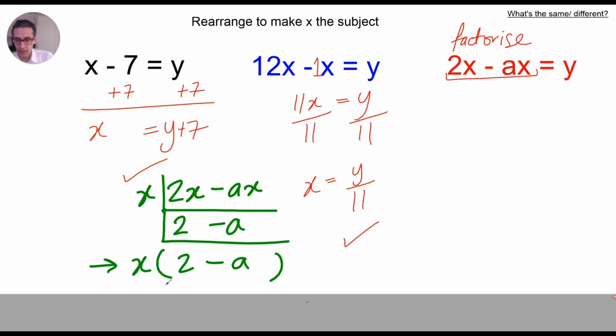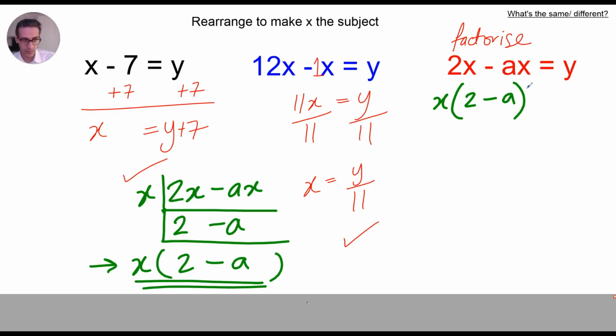So what we've done here is we've factorized this left-hand side. These are equivalent expressions, just writing it in a different way. So we can write this as x brackets 2 minus a. This essentially, it's x lots of 2 minus a. So this is a multiplication. There's an invisible multiplication sign in the middle there that we don't normally write. So that's equal to y.